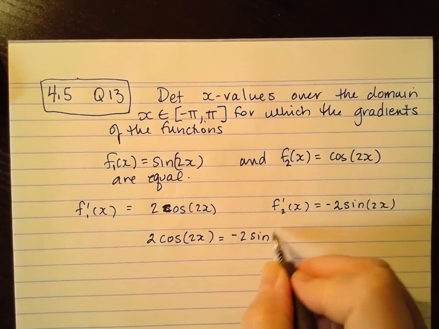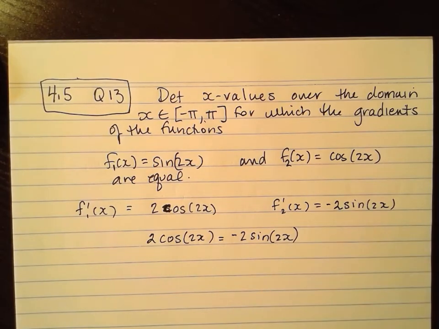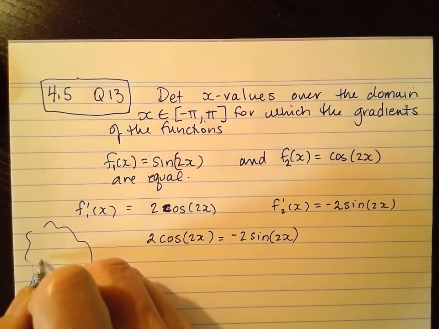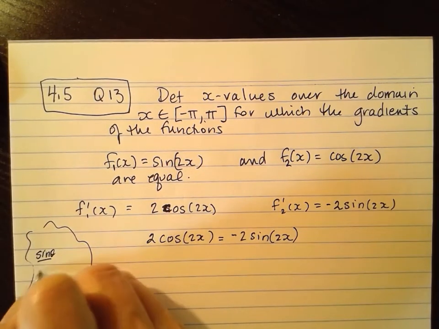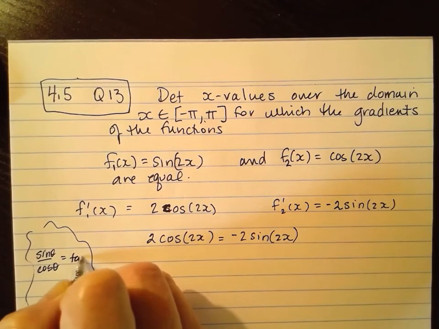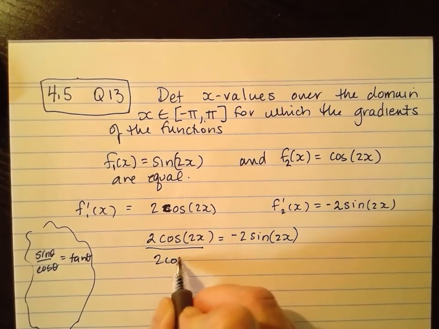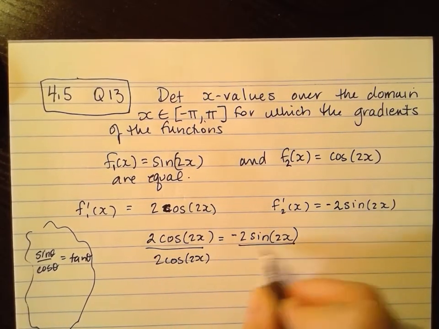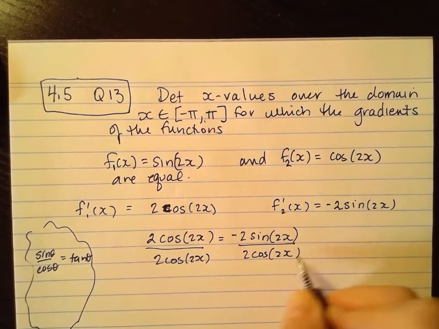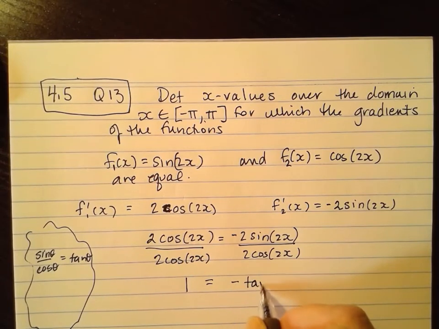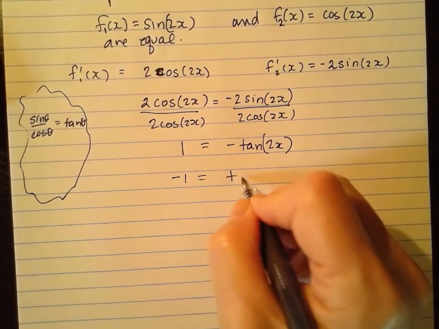And when I have sine and cos in the same equation, I always turn it into tan. So I have to remember, I'll put my little things that I have to remember over here, that sine theta over cos theta equals tan theta. So that's one fact. So I'm going to divide both sides by 2 cos 2x. And that over here gives me 1. And over here it gives me negative tan 2x. And I might make this -1 equals tan 2x.